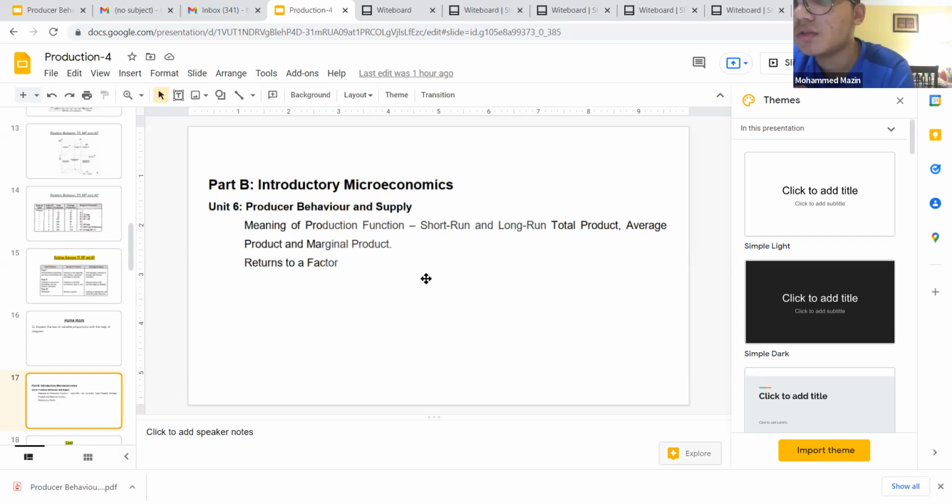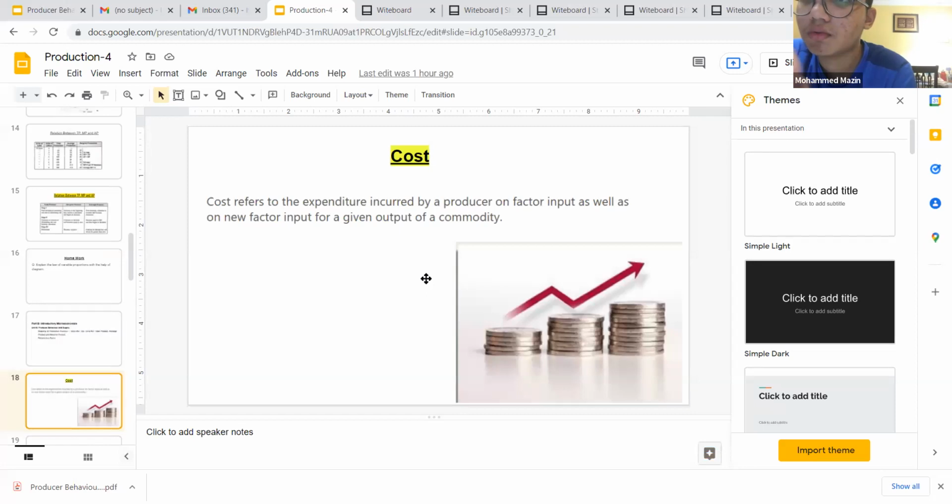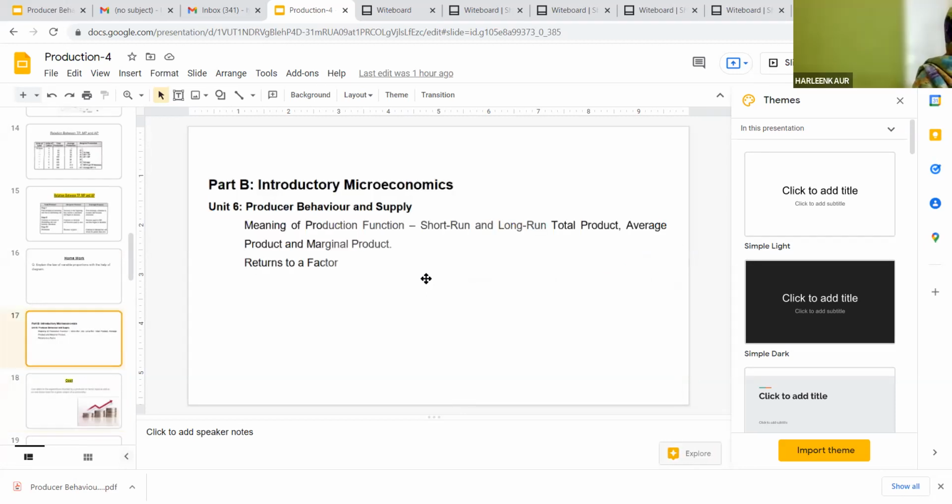We have time, so we will start the topic as you have exam too. So let's start the topic, which is cost. So first tell me, do you have any idea about cost in economics subject? Cost is the price of a good. Yes, very good. It's the amount we have to pay in order to buy a good. Okay. When I talk about it from the perspective of the producer, then how will you define it?